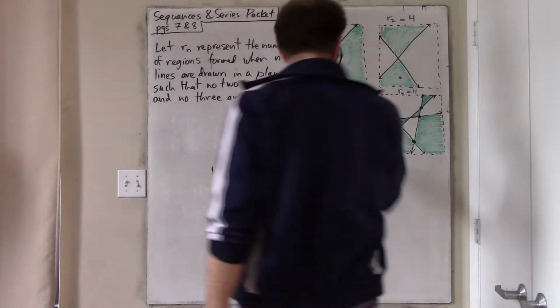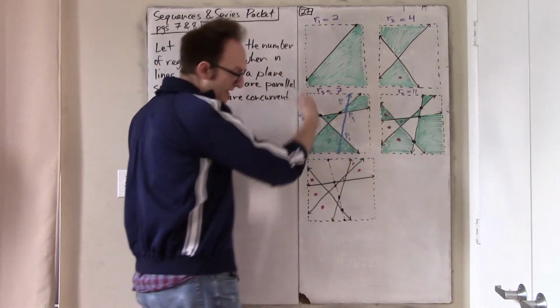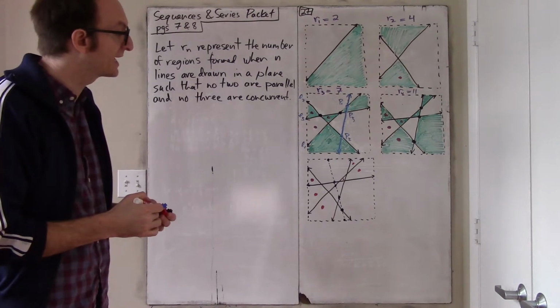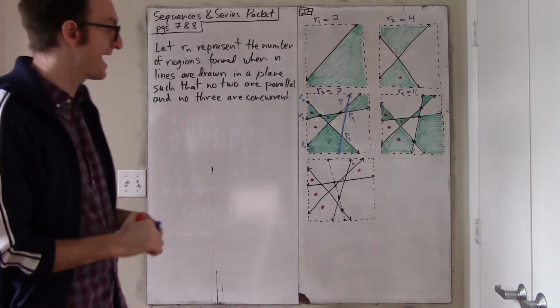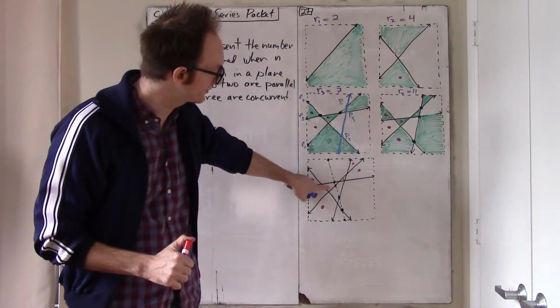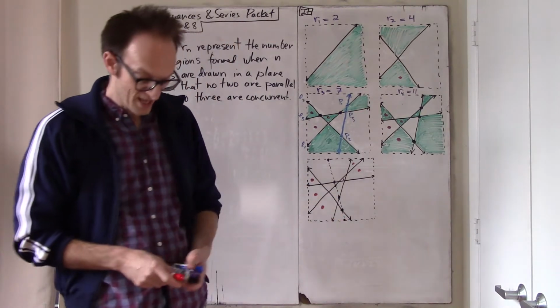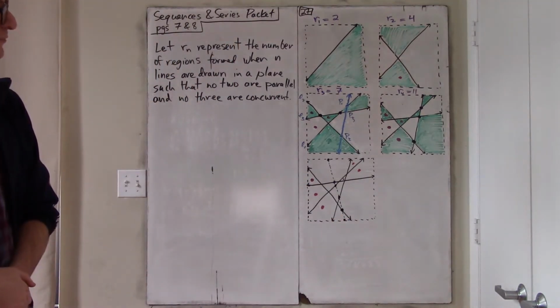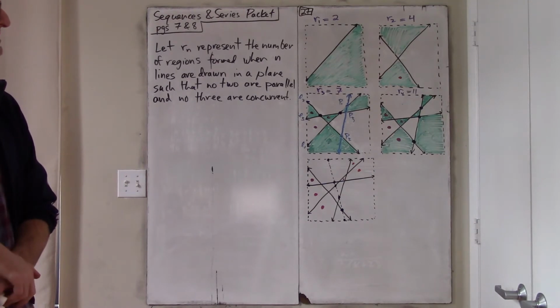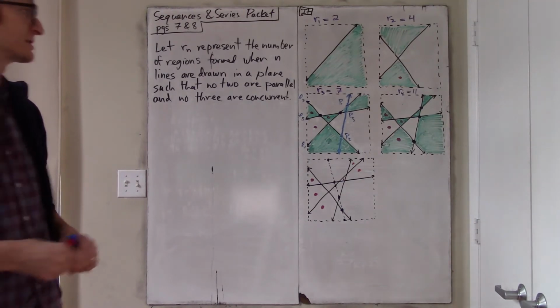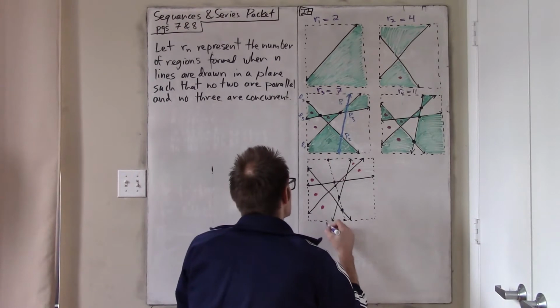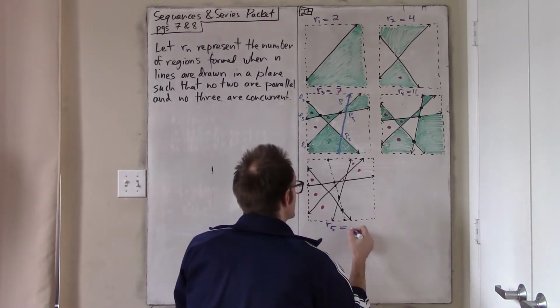And so when I draw this 5th line, I cut 5 different regions in half. I cut this region in half, this region in half, this region in half, this region in half, and this region in half. And therefore, I just added 5 new regions. And so R5 is 16.